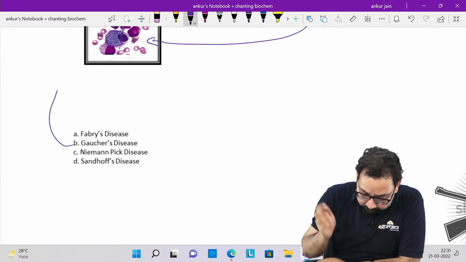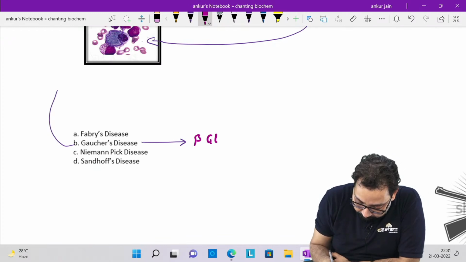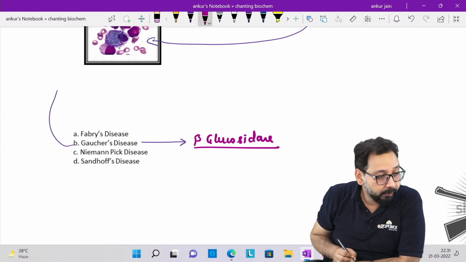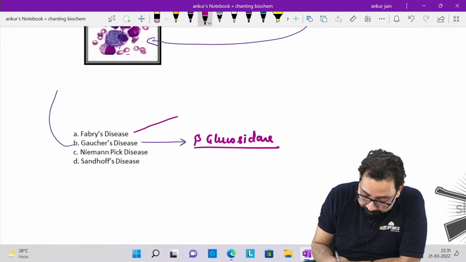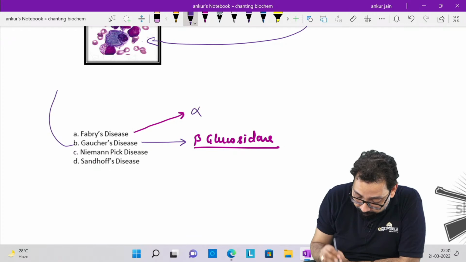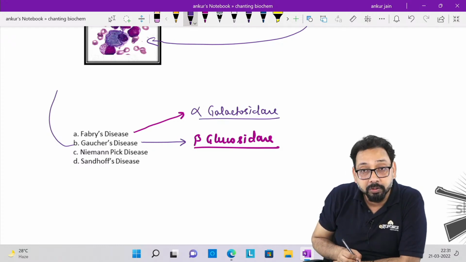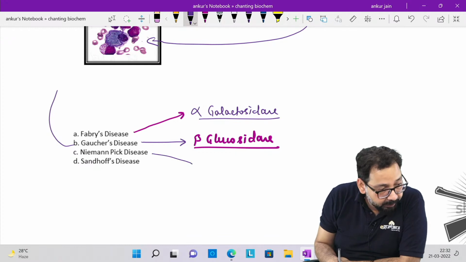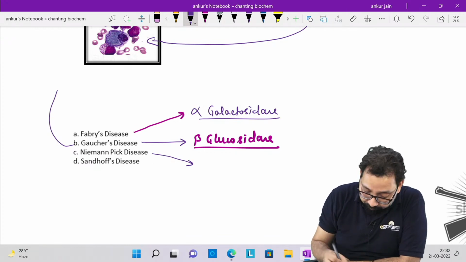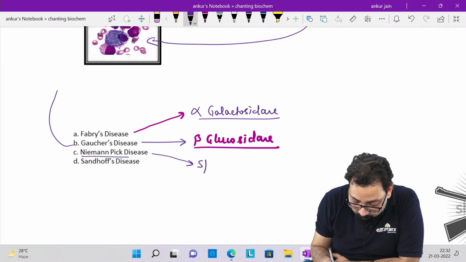Yes, Gaucher's disease, which enzyme is deficient? Beta glucosidase. Fabry's disease, which enzyme is deficient? Alpha galactosidase. Niemann-Pick disease, which enzyme is deficient? Niemann-Pick disease, neem soap. Soap means sphingomyelinase.